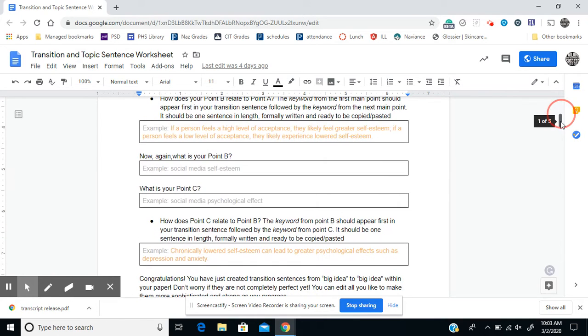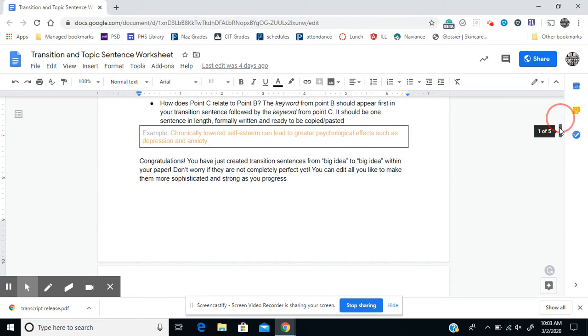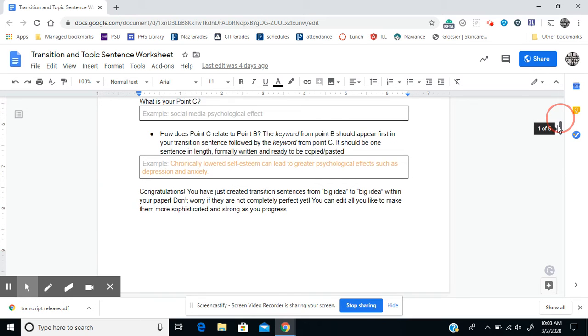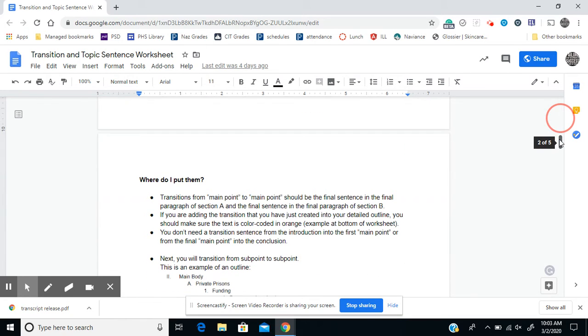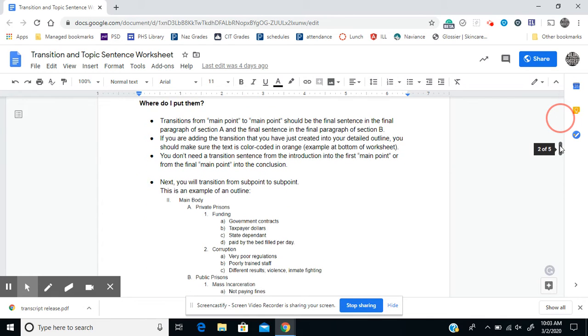You want to do the same for point B to point C in your paper, and you will not transition from the intro into the main body of your paper or from the main body into the conclusion. But from points A, B, and C, you do have to make transitions into the new point.